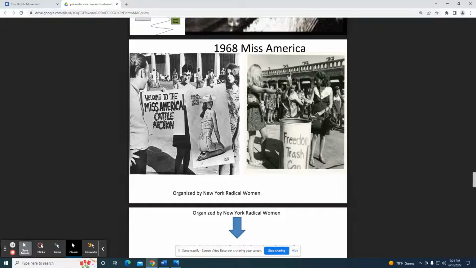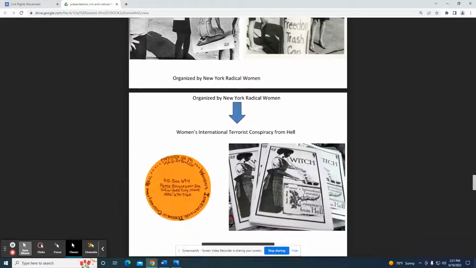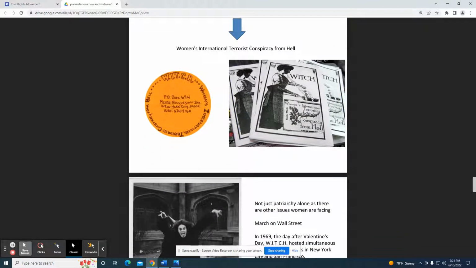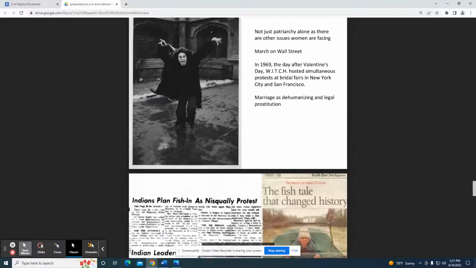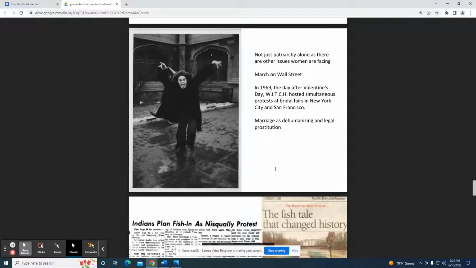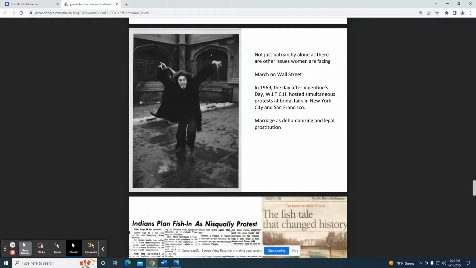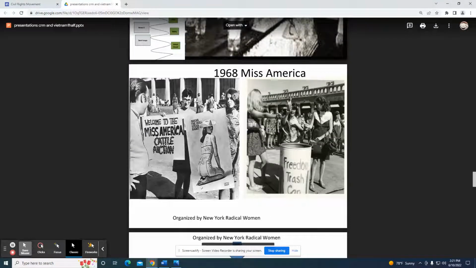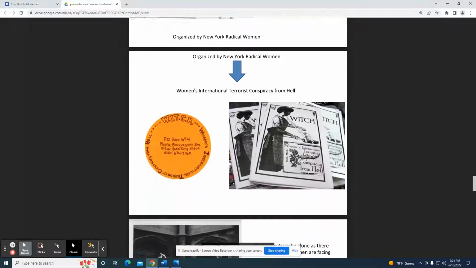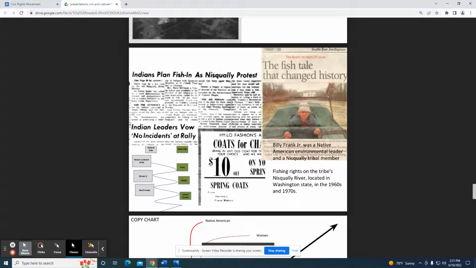In 1968, women would protest the Miss America beauty pageant, and this was led by the New York Radical Women, and eventually that would result in the organization called the Witches, Women's International Terrorist Conspiracy from Hell. The Witches were concerned about marriage, whereas the New York Radical Women were concerned about the sexual portrayal of women in media. Last up, we have the Native American protests, the Fish-ins.